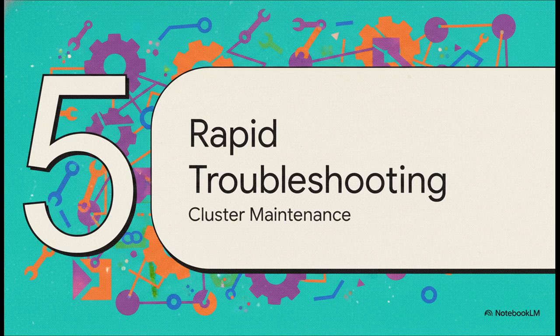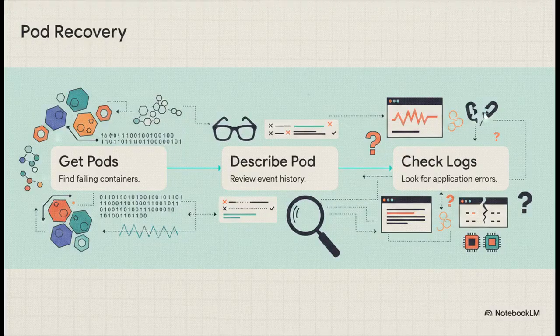Okay, moving to our final segment, Section 5, Rapid Cluster Troubleshooting. When containers inevitably fail, and trust me, they will, you need a rapid step-by-step checklist. You should always start with kubectl get pods, and then use kubectl describe pod to view the event history. If you see an image pull error, look for a typo in the image name or maybe a missing credential. If you hit a crash loop backoff, which is where the pod just keeps continuously restarting, use kubectl logs to hunt for application errors, missing dependencies, or resource constraints. It's really just a systematic process of elimination.